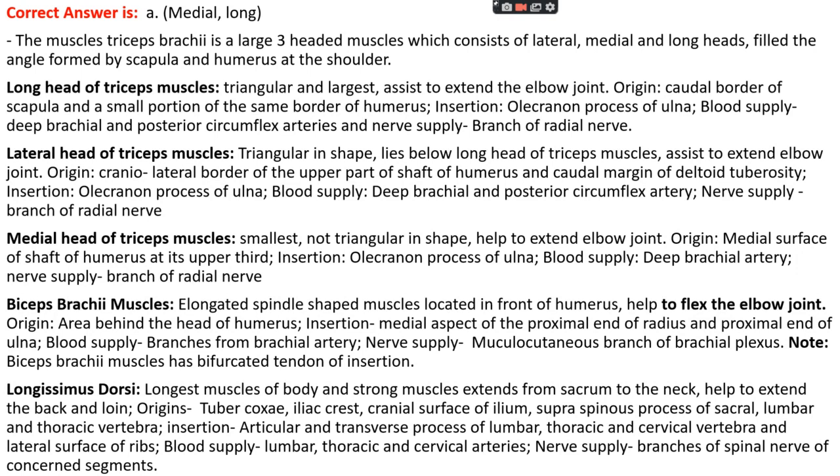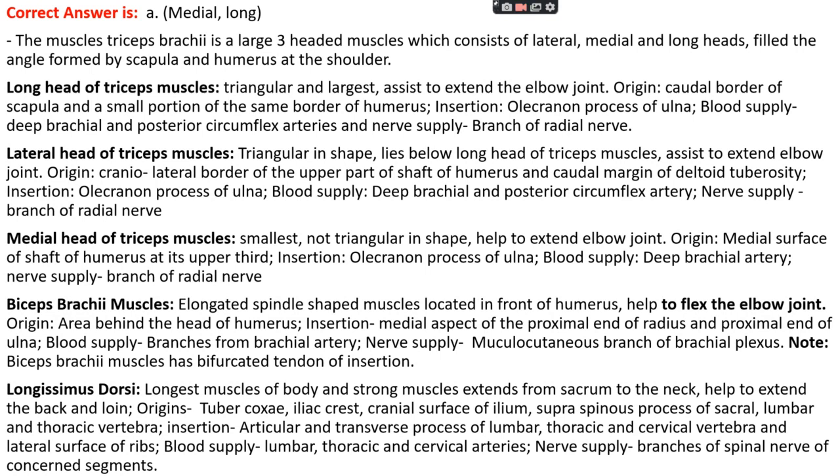And the origin of this long head of the triceps muscle is the caudal border of the scapula and a small portion of the same border of the humerus. Insertion is the olecranon process of the ulna. The blood supply to this long head of triceps brachii is by the deep brachial and posterior circumflex artery, and nerve supply is by branches of the radial nerve.